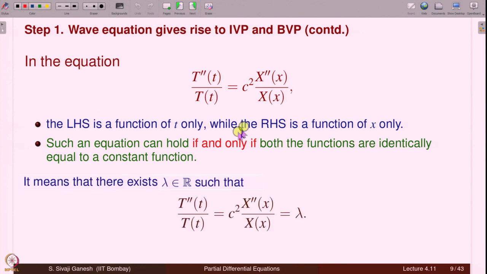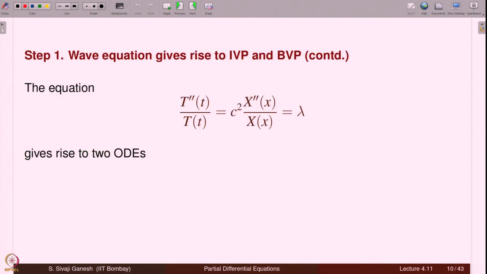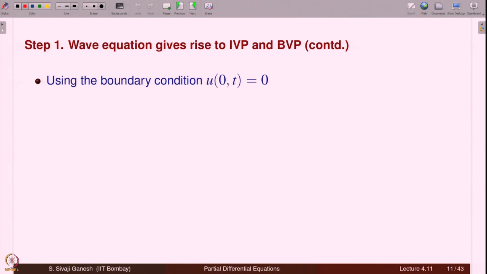It means that there is a lambda, a real number, such that this equals lambda and this equals lambda, which is written as this. Okay, these are two equations: T double dash by T equal to lambda and c square X double dash by X equal to lambda. So, one of the tasks is to determine the lambda which arises out of these separated solutions. Thus we get two ODEs: X double dash minus lambda by c square X equal to 0 and T double dash minus lambda T equal to 0.